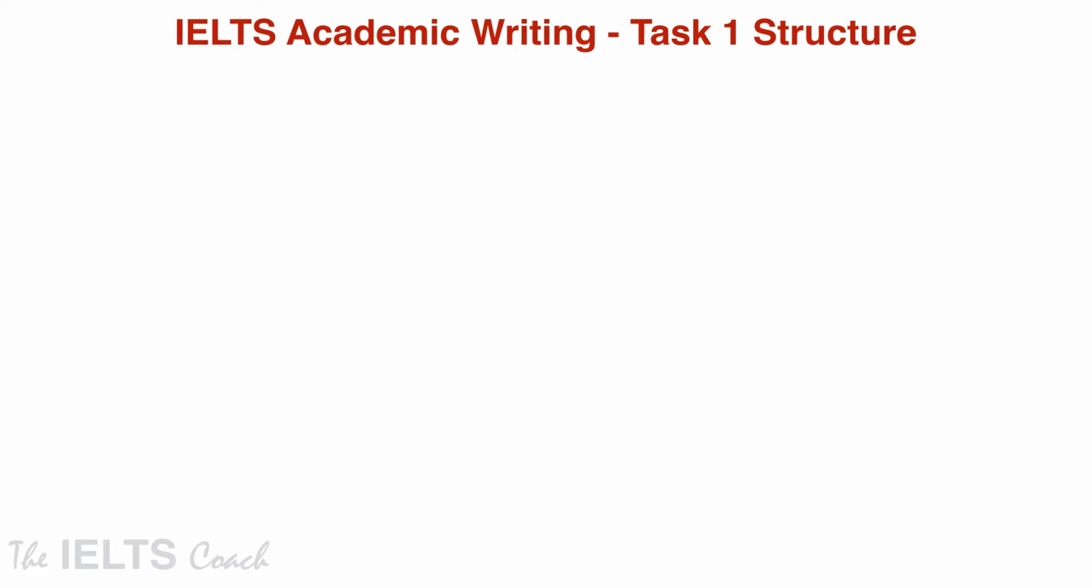As you can see in today's lesson, we are going to focus on the IELTS Academic Writing Exam, in particular the structure that is required for Task 1. So for Task 1, you have to describe a table, a pie chart, a process, a flow chart, some kind of data, numbers and figures, or how something is done.